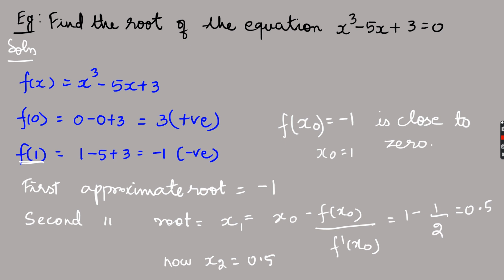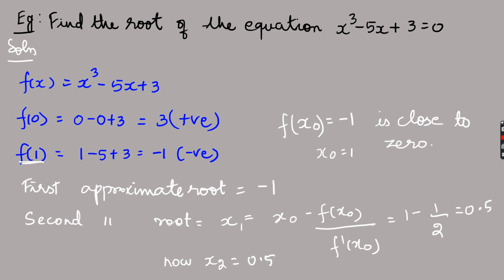Which is a positive value, then the next consecutive will be 1. So for f of 1, I am getting -1, which is negative. So now my f of a and f of b are 3 and -1. So in between this 3 and -1, my root will lie somewhere, right? In between -1 and 3 is a root lying for this particular function.